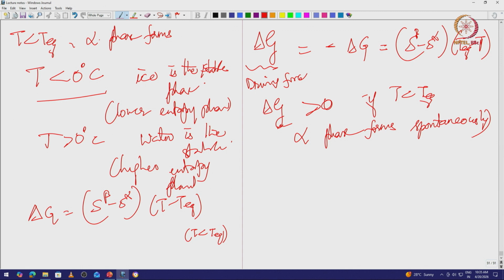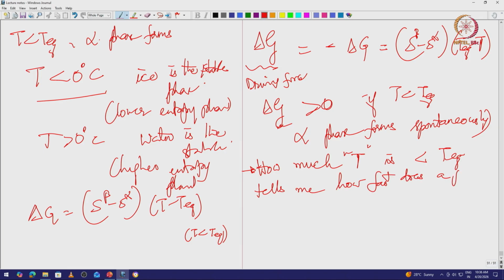And how much T, the temperature at which I am operating, is less than T equilibrium tells me how fast a beta phase converts to alpha phase.